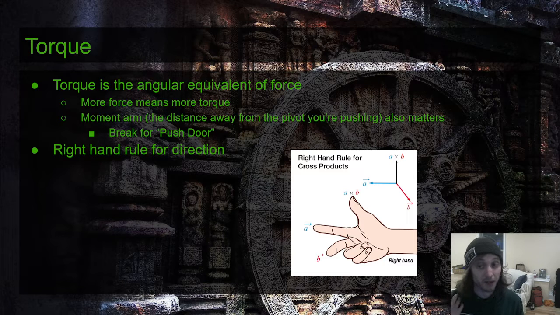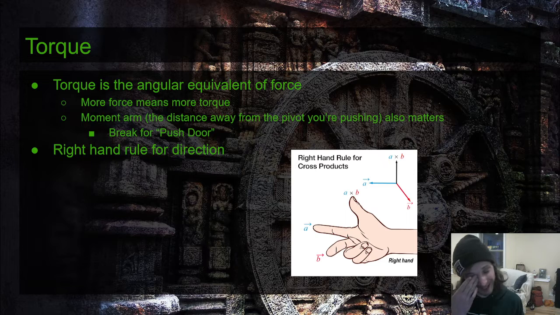Just like force, more force means more torque, right? The harder you push it, the more the thing's going to try to spin. The one other thing that matters for that, though, is the moment arm, which is the distance away from the pivot you're pushing on, and that will also matter.